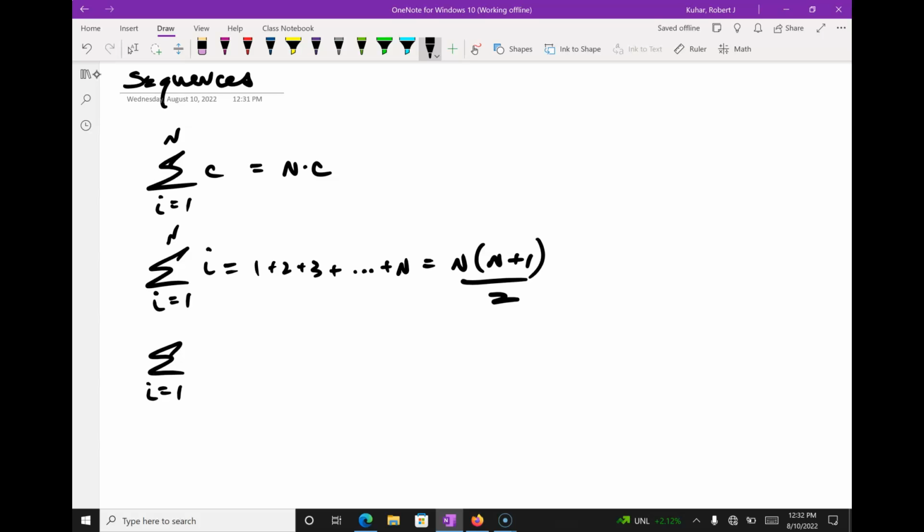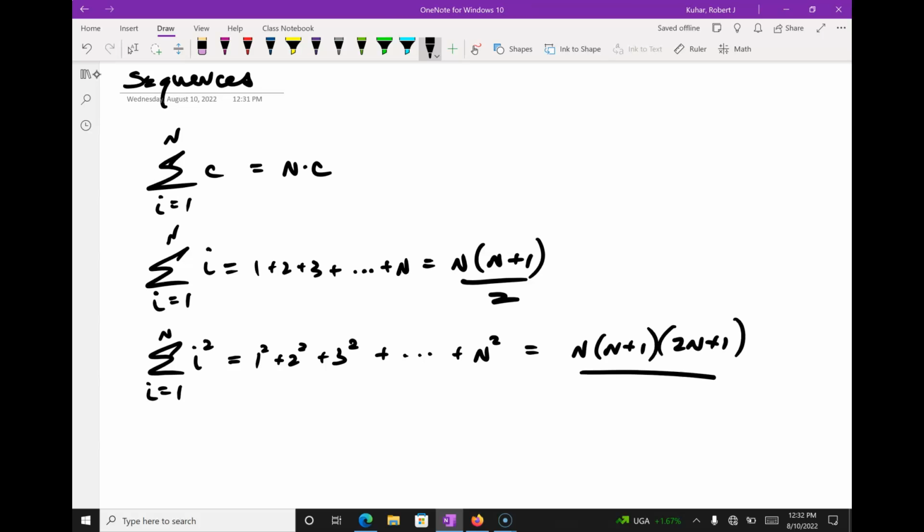From i equals 1 to n of the indices squared. Remember, the indices is just me counting the first rectangle, the first number, the second number, the third number, right? So this is 1 squared plus 2 squared plus 3 squared plus dot, dot, dot, all the way up to n squared. And I get n times n plus 1 times 2n plus 1 all over 6. These things have been proved probably 800 BC.